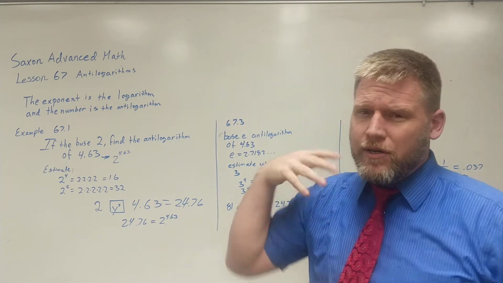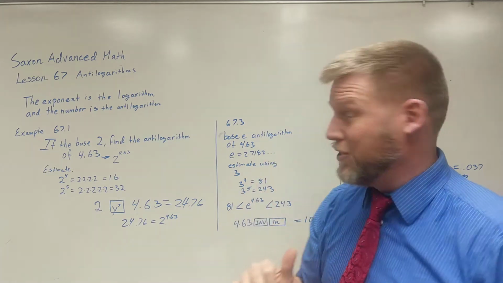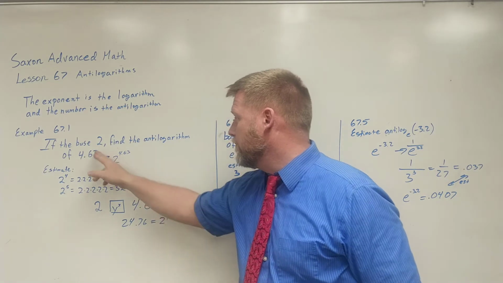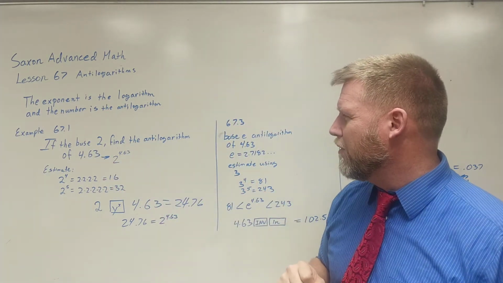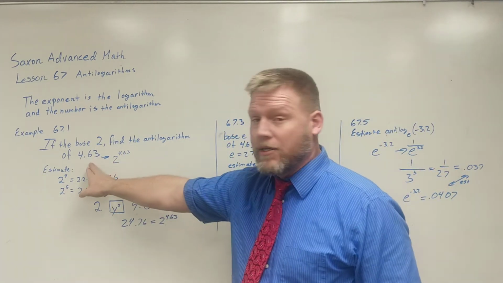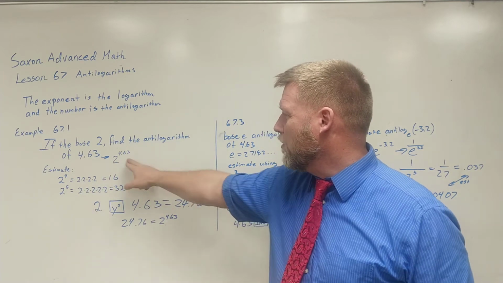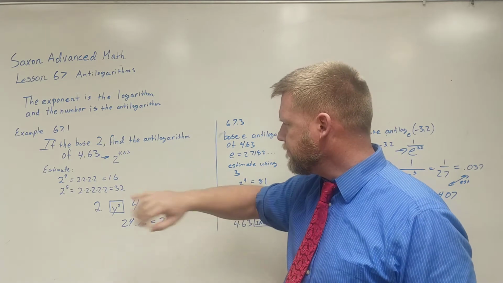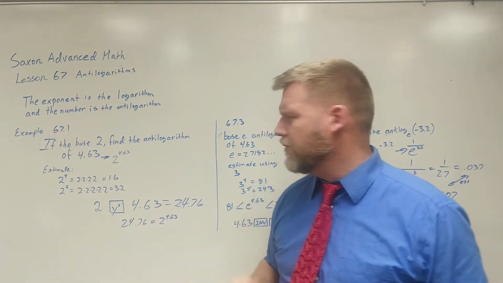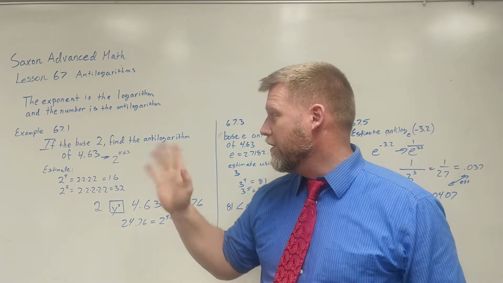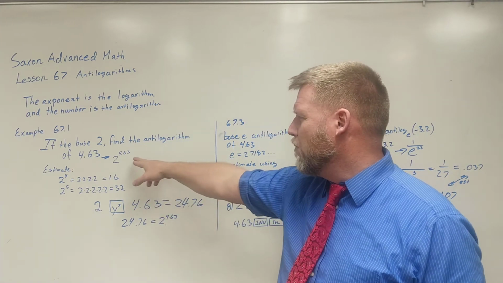Let's jump right into the example. I promise it'll make more sense in just a moment here. Example 67.1 says if the base is 2, find the antilogarithm of 4.63. So if the base is 2, find the antilogarithm of 4.63. Antilogarithm is the answer to this: 2 to the 4.63. Now most of us already know how to do the x to the y key, or y to the x key. We'll get into that in just a moment here.